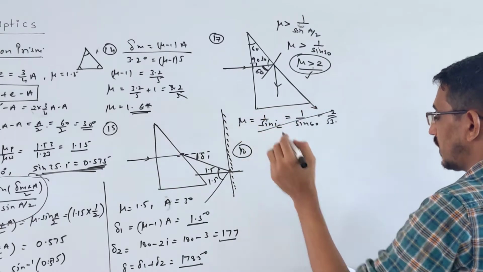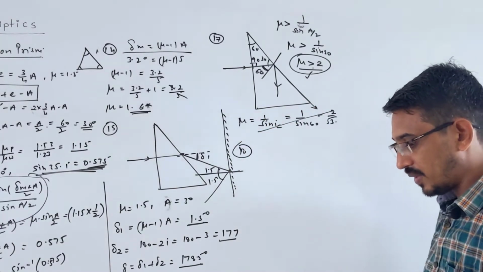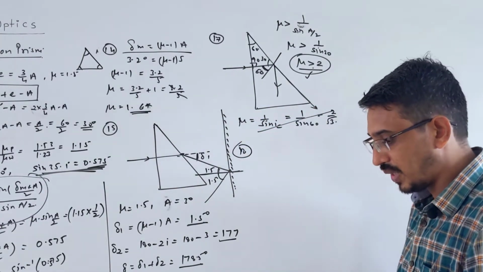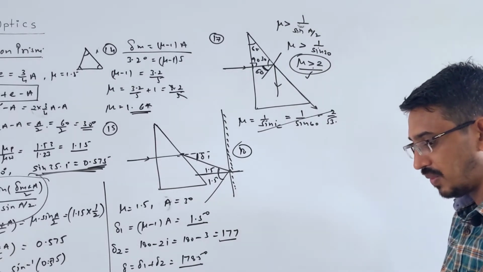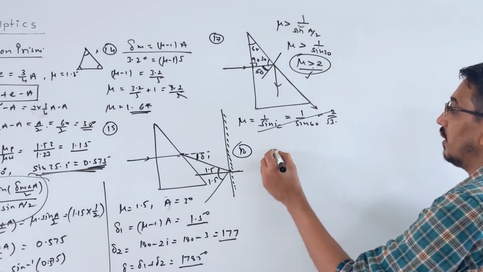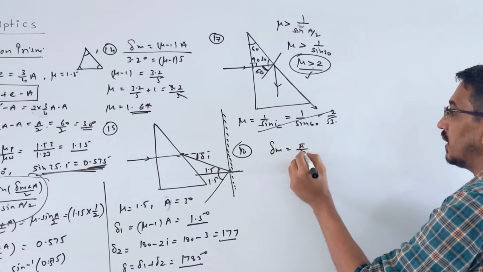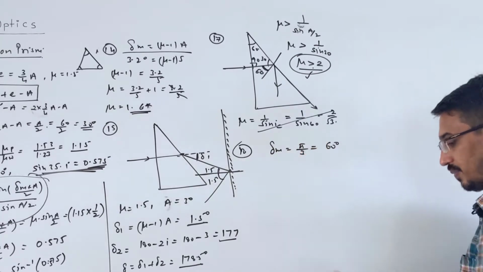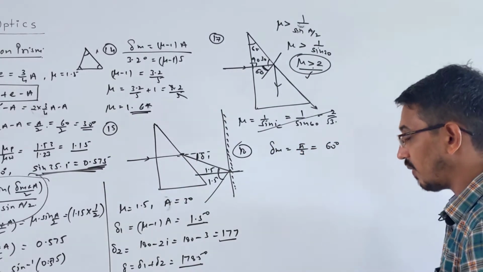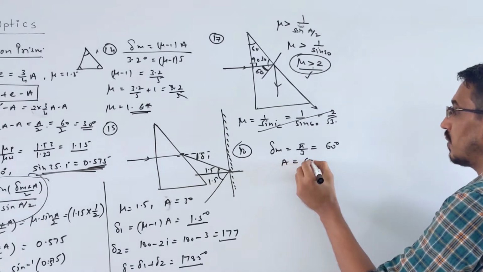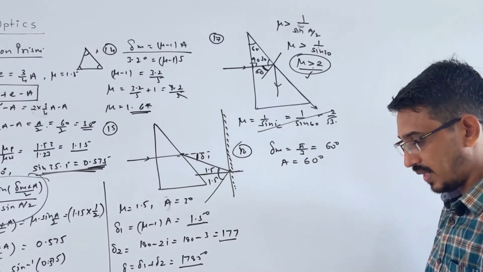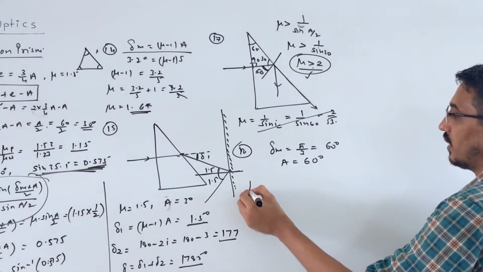This calculation is just to understand only. Calculate the refractive index of the material of an equilateral prism for which the angle of minimum deviation is given as pi by 3 radian. Delta m is given as pi by 3, which means 60 degree. Then which prism is given? Equilateral prism, so A is also 60 degree. So what they are asking is the refractive index, mu.